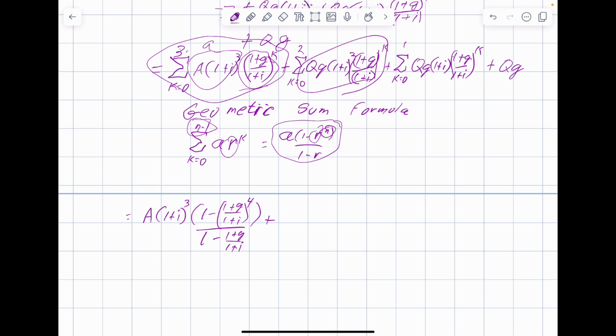And then we'll do the same thing with this term here, QG 1 plus I squared, and this r term here will be times 1 minus 1 plus g over 1 plus I quantity squared.